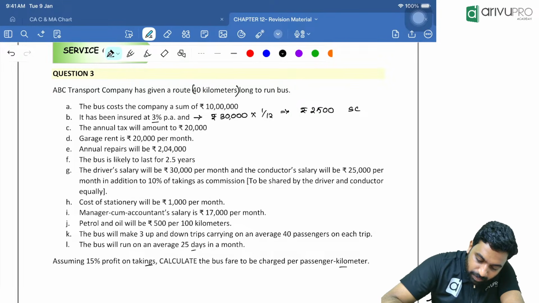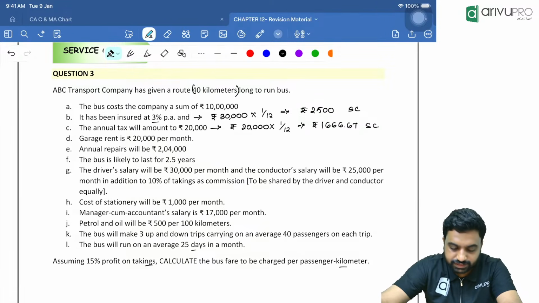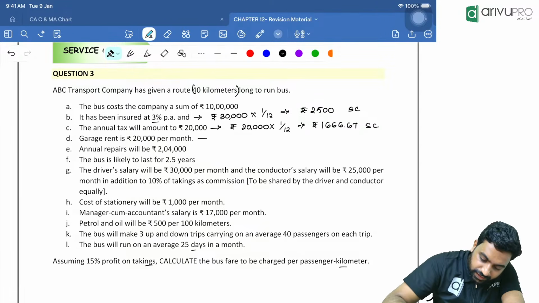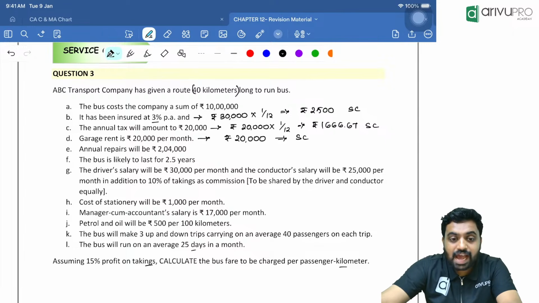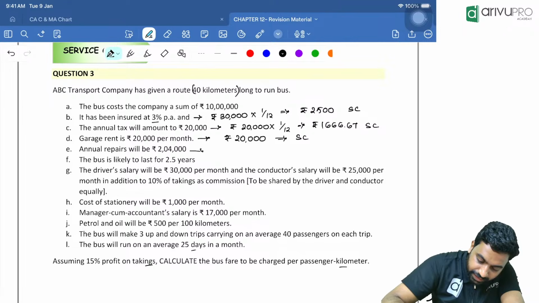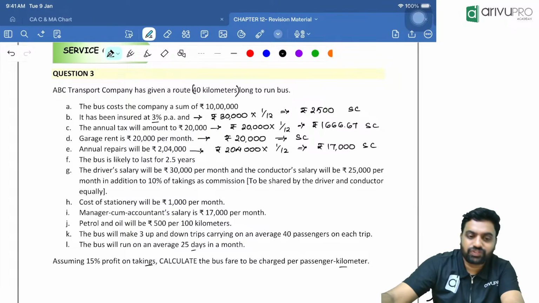Annual tax would amount to 20,000. So 20,000 is for a year, for 12 months. Standing charges. Garage rent 20,000 per month. Straight away I will take it as 20,000 standing charges. Annual repairs will be 2,04,000. 2,04,000 into 1 by 12 is 17,000, which will be where?